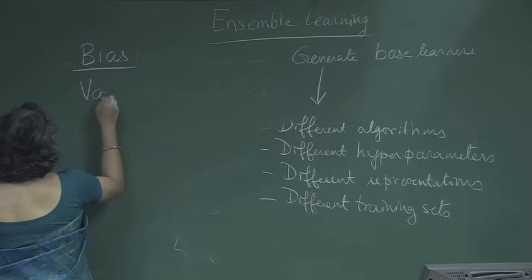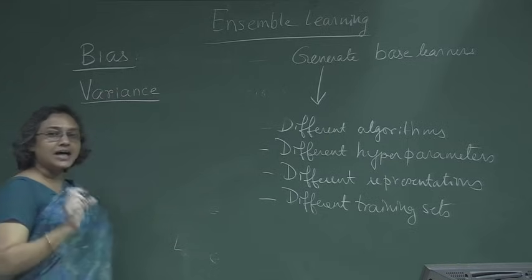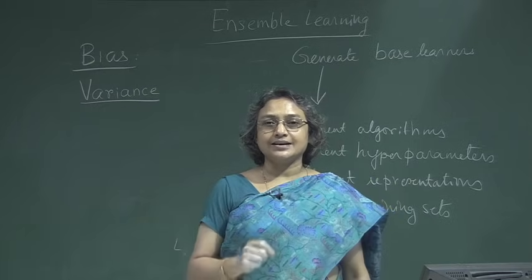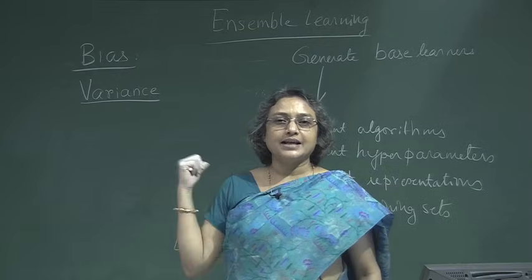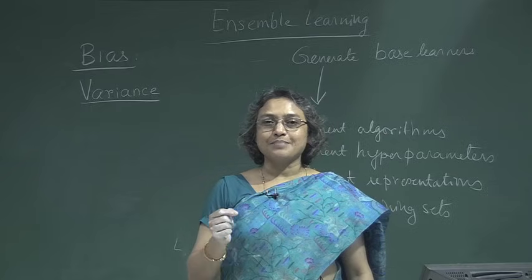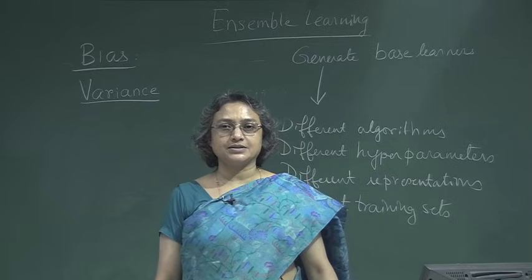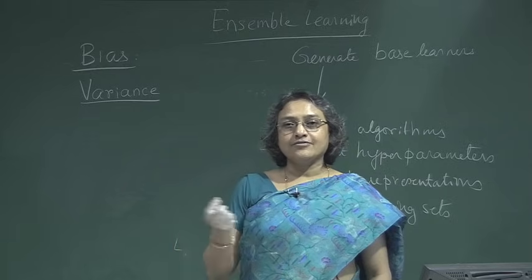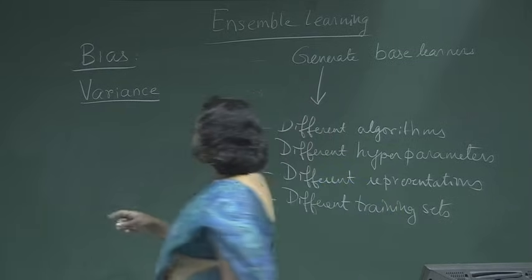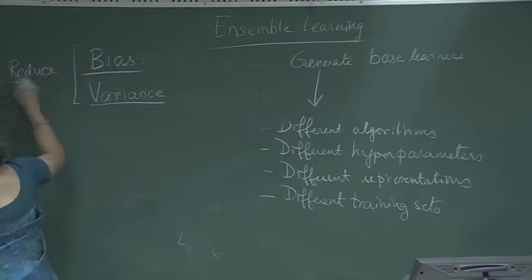Secondly, we talked about variance. Variance is high when, if you give different subsets of data as training set, the model's outputs are very different. Then we say variance is high. Usually, those hypotheses for which bias is low have high variance. That is, the more flexible, the more powerful the representation is, the variance will be high and bias will be low. Now, our objective is to reduce both bias and variance. So, we want low bias and low variance.